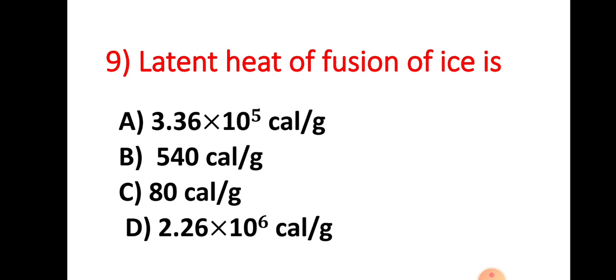Now let us see question number 9. The latent heat of fusion of ice is, this is a standard number, that is 80 calorie per gram. Option choice C is the correct answer for question number 9, that is 80 calorie per gram.